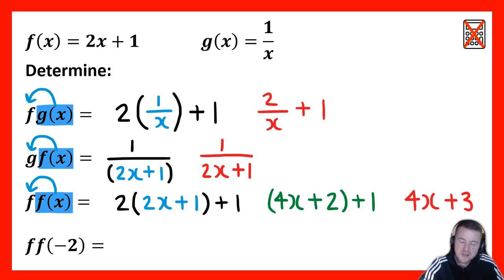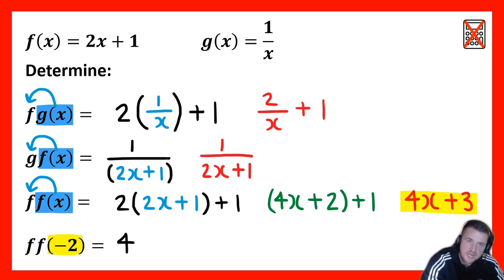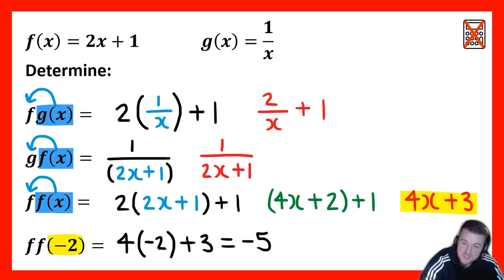Lastly, when evaluating a composite function, where we're substituting a numerical value rather than an algebraic expression, you can find the composite function of x, which we've already done here, 4x plus 3, and substitute negative 2 in place of x. So 4 lots of negative 2 plus 3 gives us negative 5.